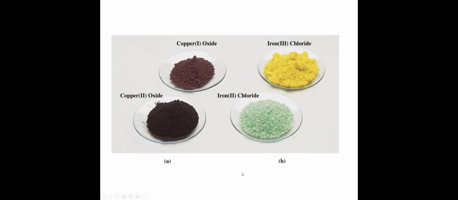To just show you some examples of differences, if we look here at copper 1 oxide versus copper 2 oxide, you'll notice that they look distinctly different. And it turns out they have totally different properties. Here is an example of iron 2 chloride versus iron 3 chloride. You can see that they clearly look different. And although you can't see it here, they definitely have different properties.